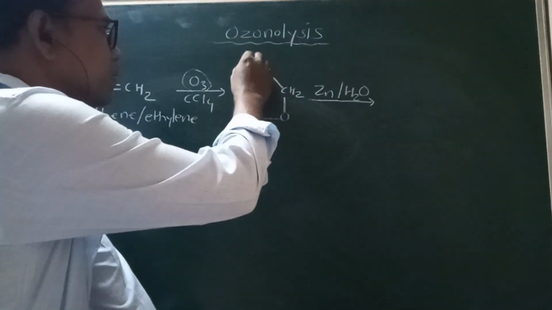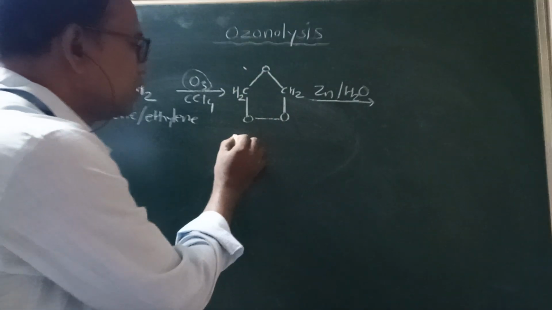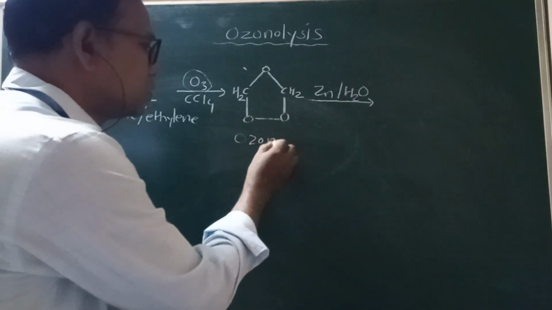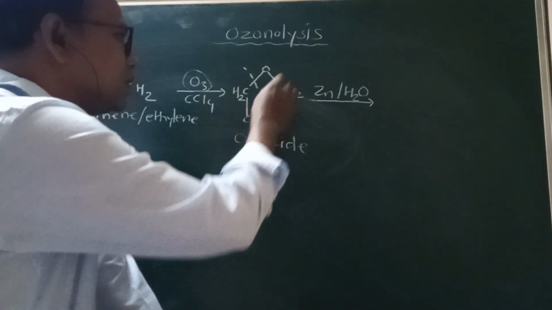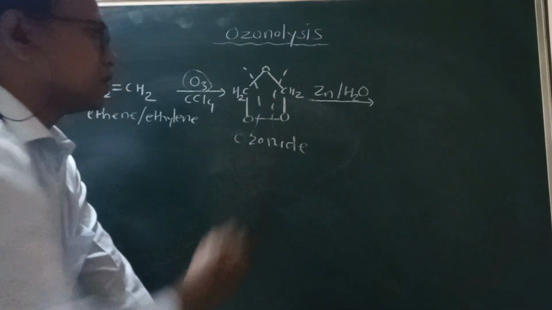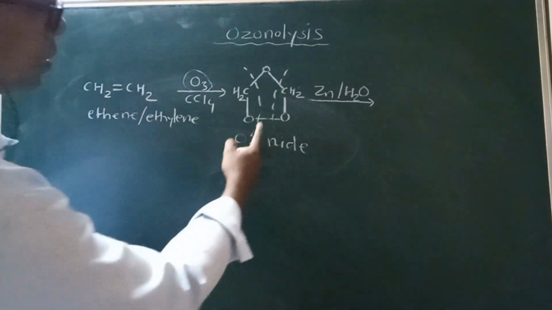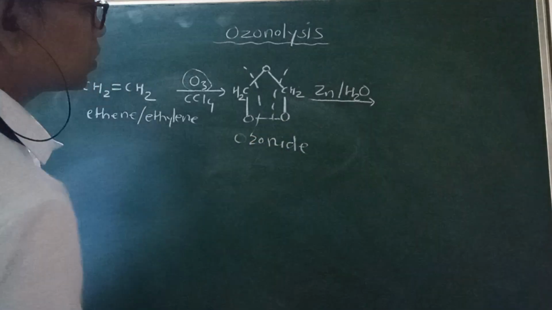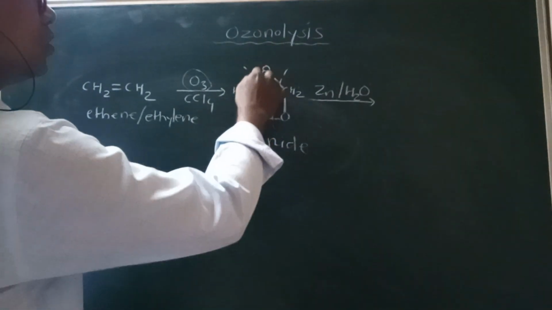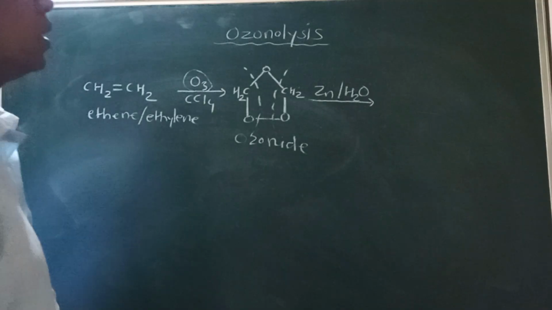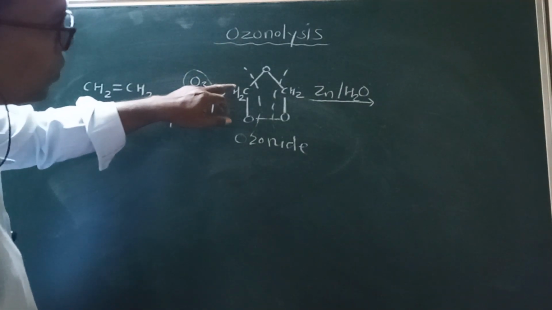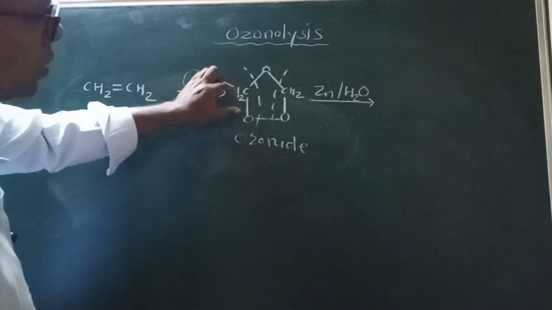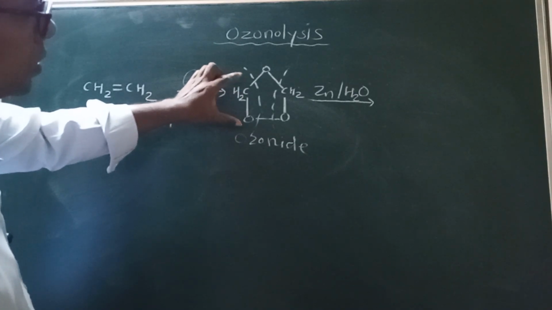So what will happen? This intermediate compound is known as ozonide. It undergoes cleavage like this. This O-O bond undergoes complete cleavage. This C-O bond as well as this C-O bond also undergo complete cleavage. So CH2 will be with what? This oxygen. CH2 with oxygen, that is CH2O.